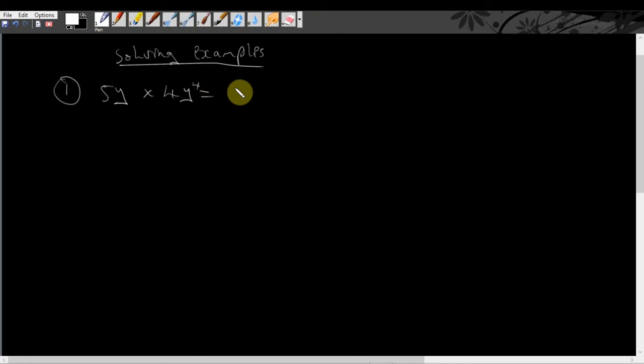What you do is just bring these numbers into one parenthesis, then let the y pick one base from the two y's and add their powers. This is 1 plus 4, which gives you 5, and 4 times 5 gives 20, then y to the power 5. This is the answer you need. Let's still solve another example, because the more we solve, the more you learn.